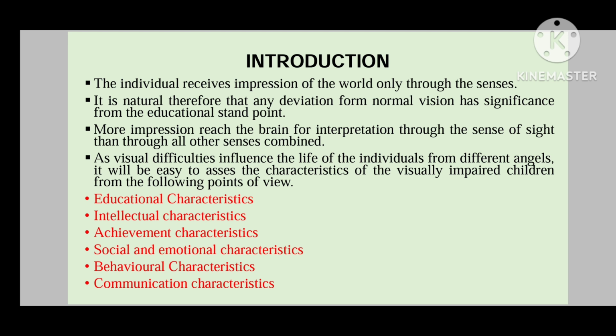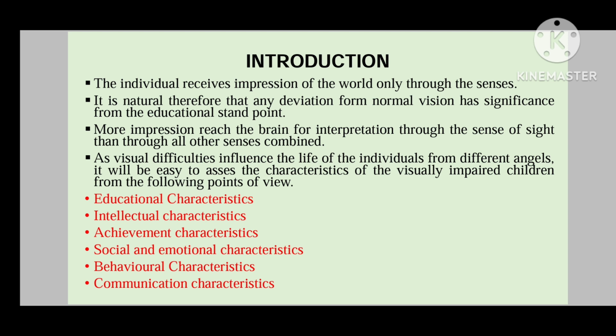It is natural, therefore, that any deviation from normal vision has significance from the educational standpoint. More impressions reach the brain for interpretation through the sense of sight than through all other senses combined. As visual difficulties influence the life of individuals from different angles, it will be easy to assess the characteristics of visually impaired children from the following points of view.